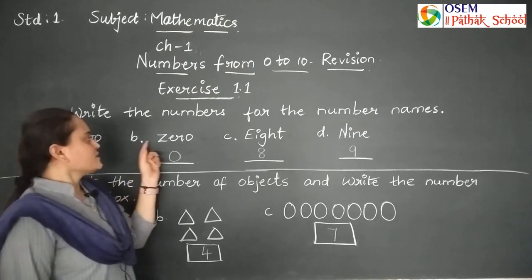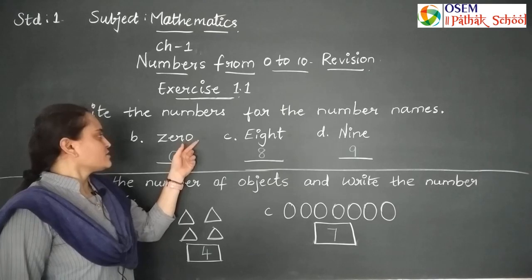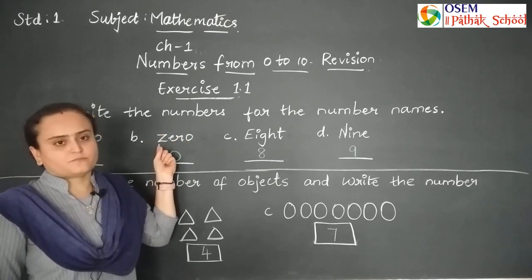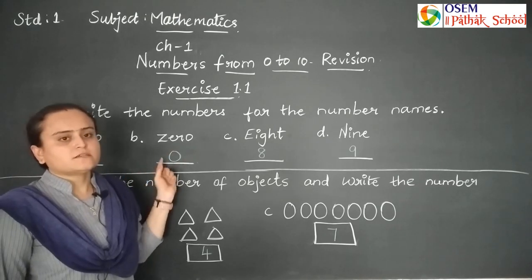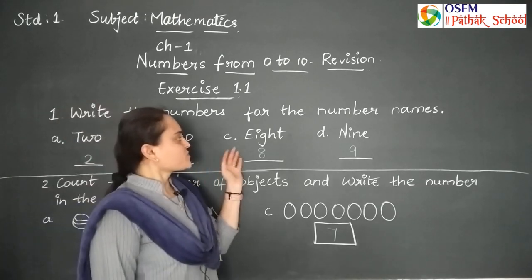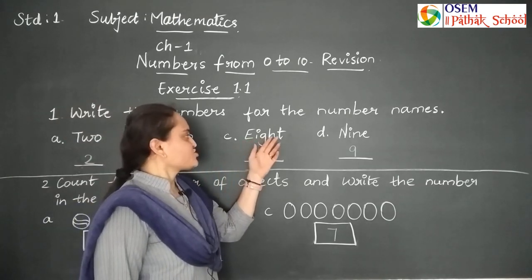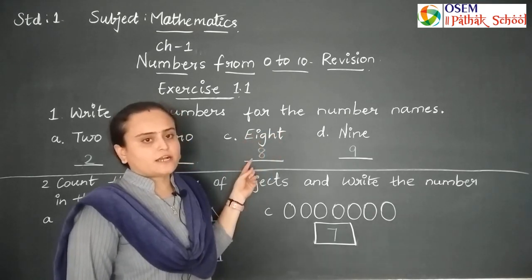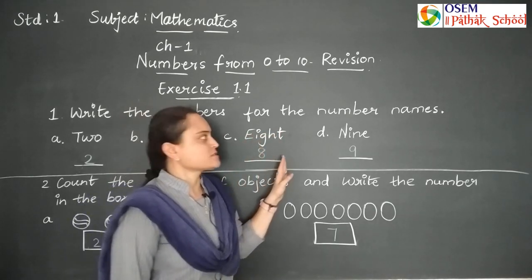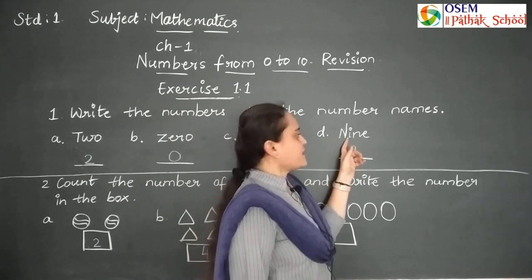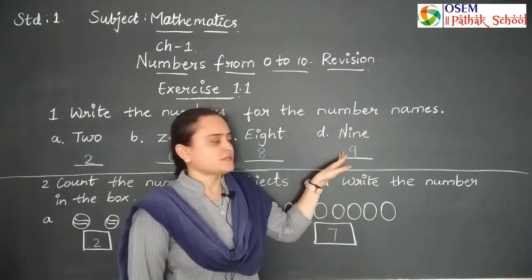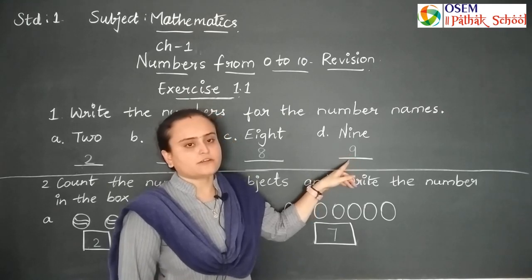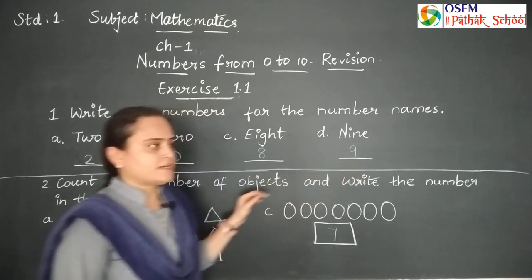Then B. Z-E-R-O. Then what is meant by Z-E-R-O? That means 0. So you have to write the number 0. Then C. E-I-G-H-T. 8. Then you have to write the number 8. Then D. N-I-N-E. Then what is meant by N-I-N-E? That means 9. So you have to write the number 9.